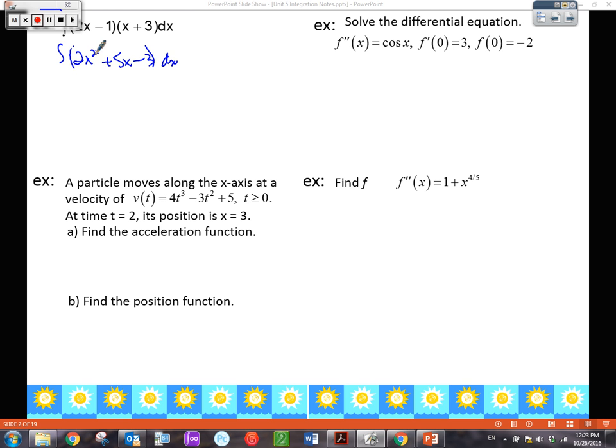So we have here, it's a 2, so we're going to add 1 to 2. So that gives me x cubed, and then I'm going to divide by 3. So 2/3 plus. Okay, here I'm going to add 1. There's an exponent of 1 here. I'm going to add 1 to 1 and get 2. Then I'm going to divide by 2. Minus 3x plus c.